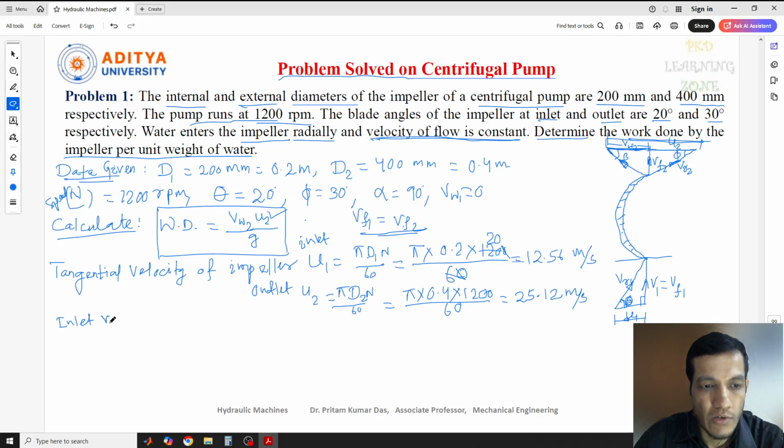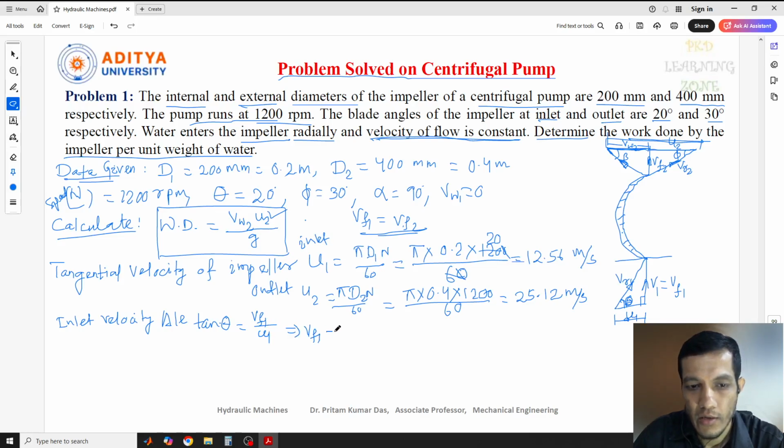Inlet velocity triangle. And here I can write tan theta equal to VF1 by U1. So here I can write VF1 equal to U1 value times tan theta. U1 is 12.56, and this is tan theta. Theta equal to how much is given? 20 degree given. So we can calculate this value.